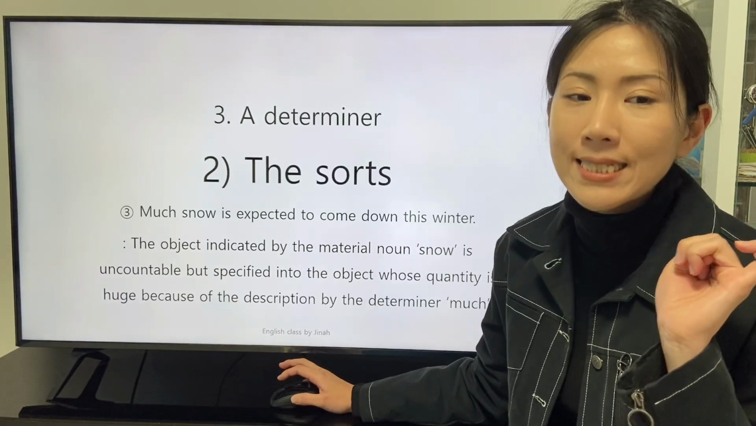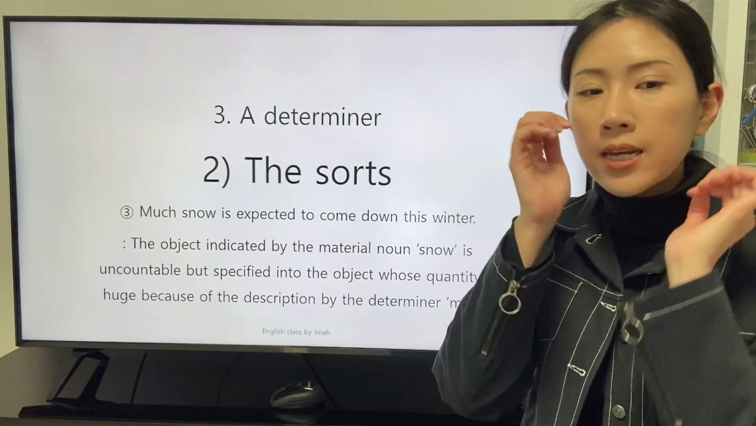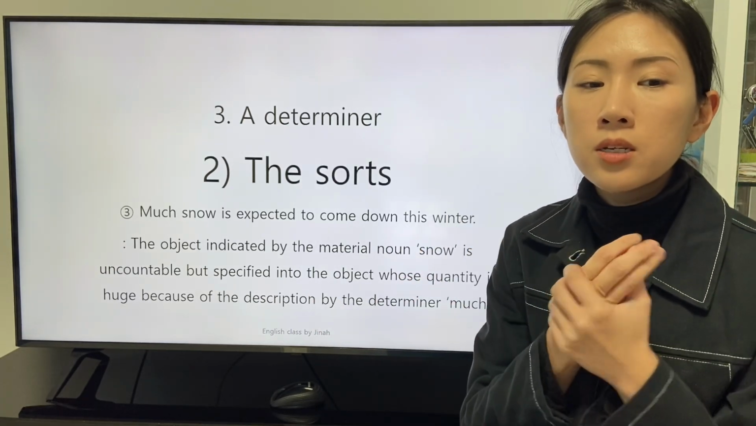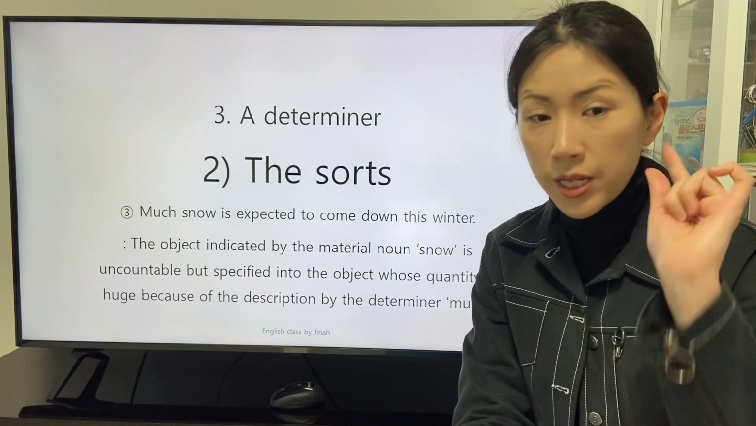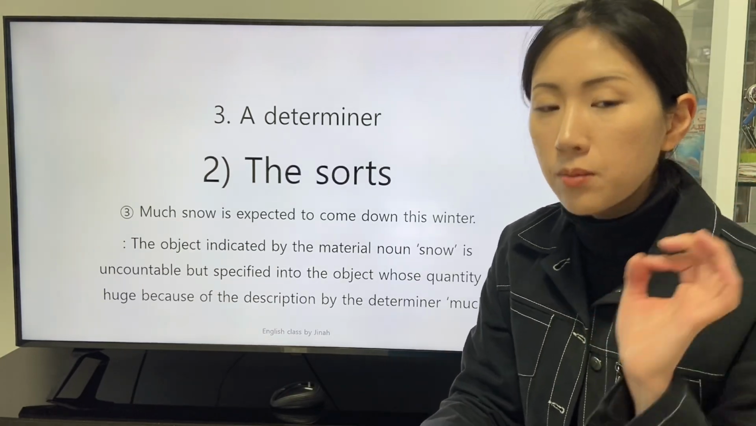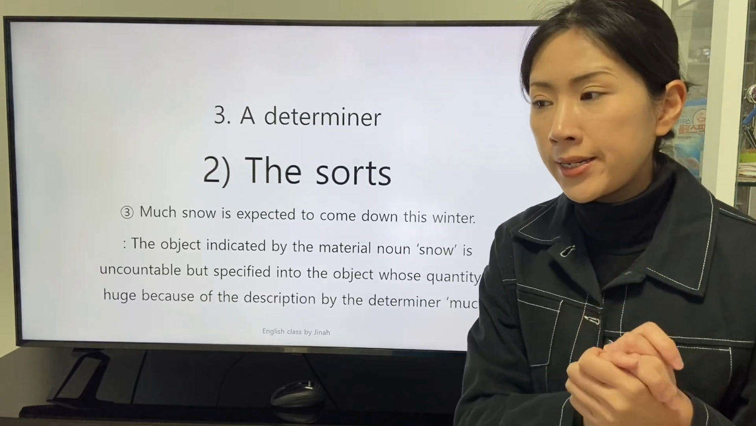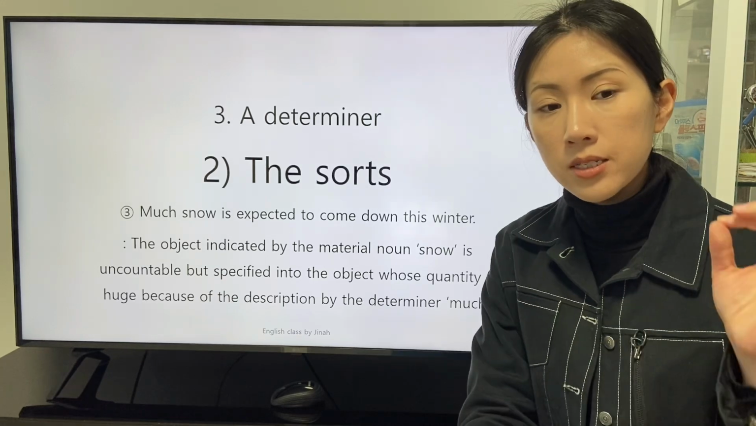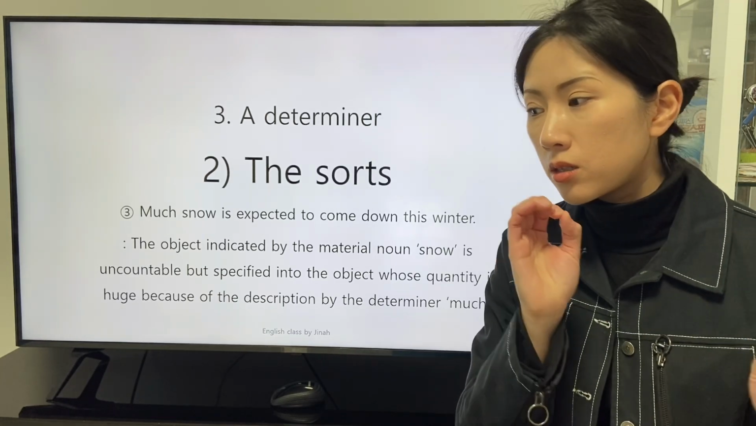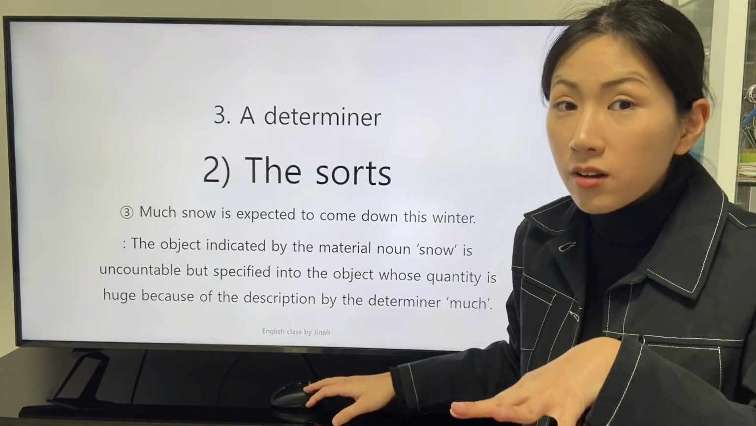Much snow is expected to come down this winter. The object indicated by the material noun snow is uncountable, but specified into the object whose quantity is huge because of the description by the determiner much. The object indicated by the material noun snow is uncountable because the unit of the object is not agreed in a linguistic group.